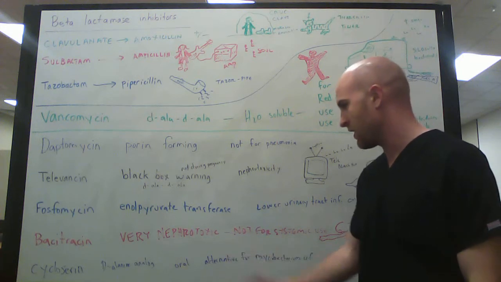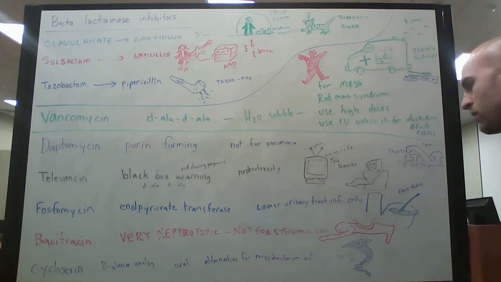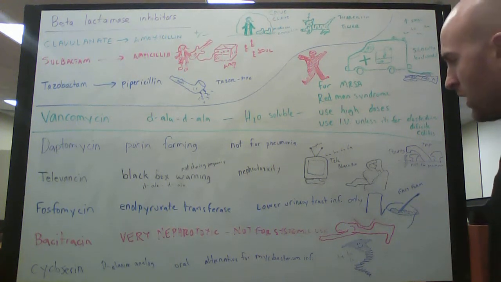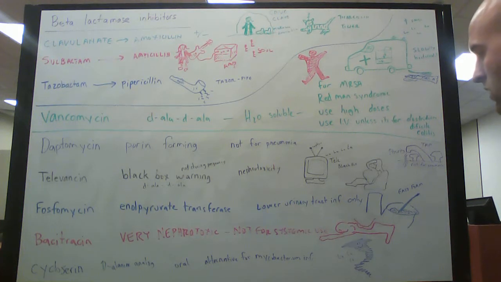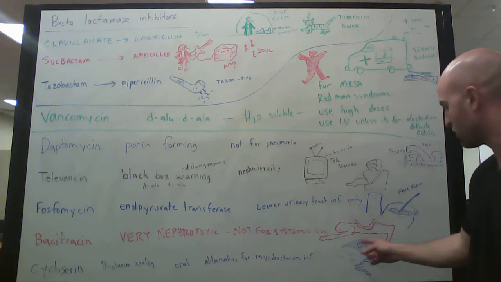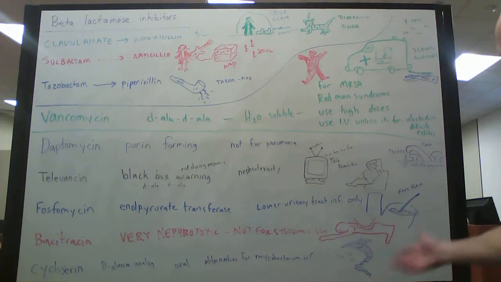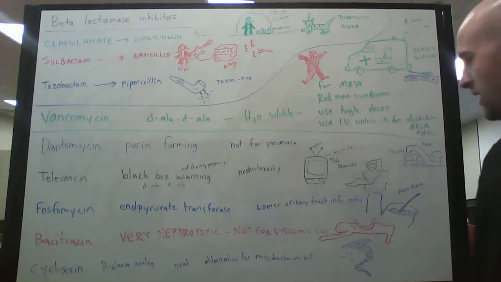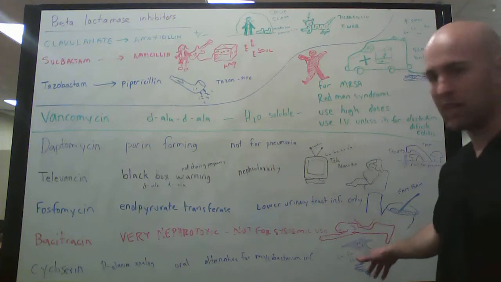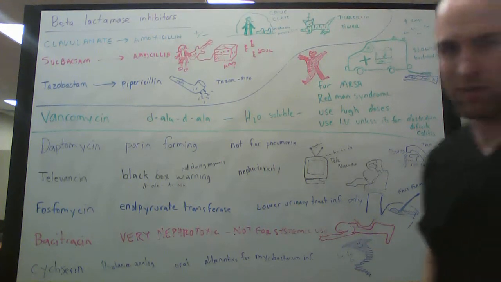Lastly, we have cycloserine, which is a D-alanine analog. It's given orally, and it's an alternative for Mycobacterium infections. So I didn't really have any way to remember that one other than I just drew a cyclone or a tornado, and la la la, singing has a smiley face for oral. I didn't really have any good for that one.